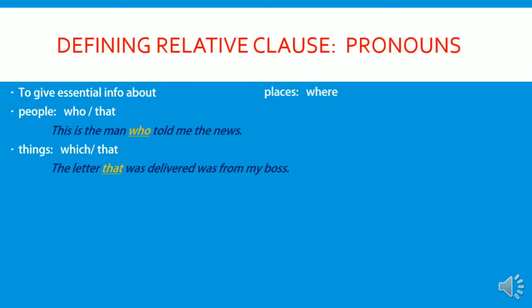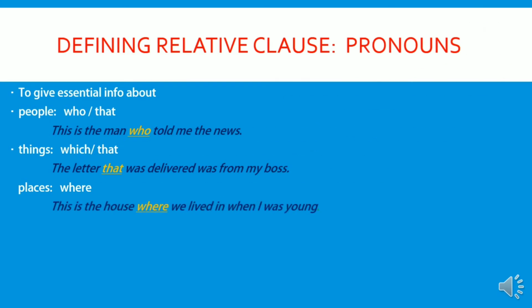Nah, sekarang kalau place kita pakai where. This is the house where we lived in when I was young. Next, the possession. Nah, kepemilikan ya. The cat whose left eye is injured is called Tom. The cat whose left eyes, yang mata kirinya. Nah, ini adalah mata kirinya siapa? Kucingnya. Jadi ini bisa untuk hewan, bisa untuk manusia, bisa. Whose to refer to the possession, menunjukkan kepada kepemilikannya.